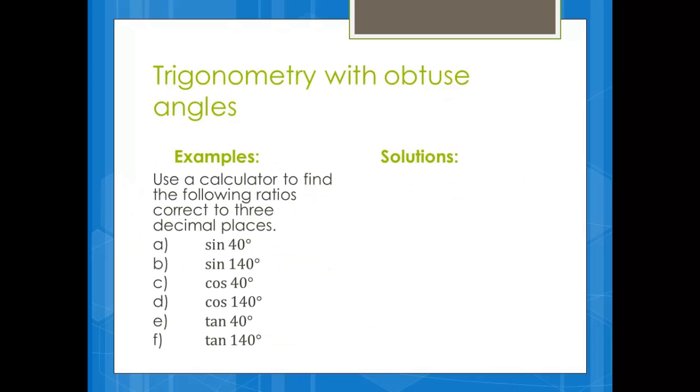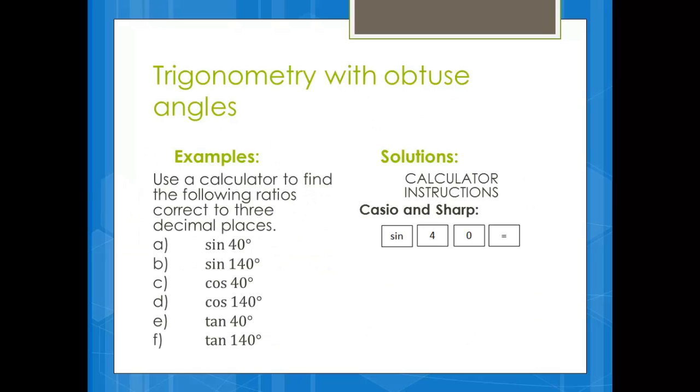Remember that your calculator needs to be in degrees to perform these trigonometric calculations. To calculate these ratios, use the sine, cos and tan keys on your calculator. For the first question, we press sine 40 then equals to give a value of 0.643 to 3 decimal places.